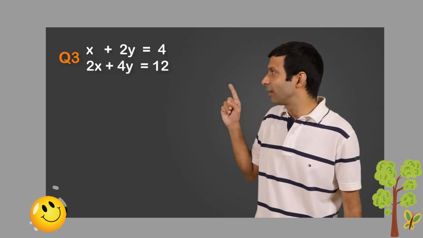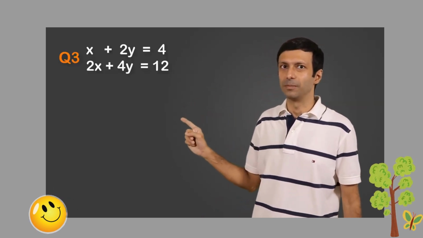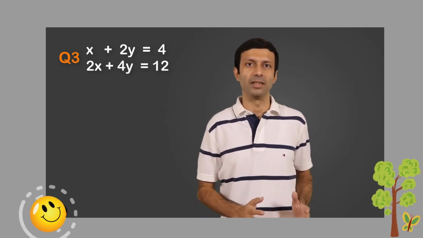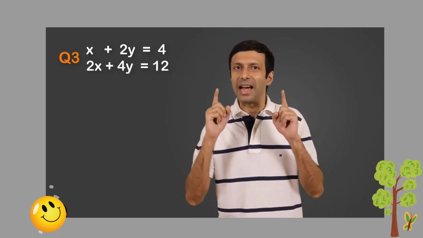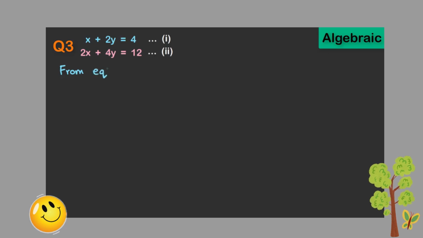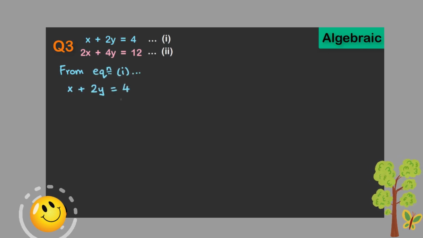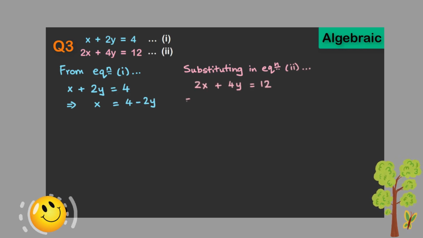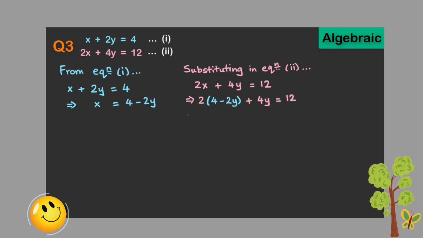Now let's take a look at our third and final question. Once again, we are going to solve it with the algebraic and graphical method. So let's start off with the algebraic method. From equation 1, x plus 2y equal to 4, we get x equal to 4 minus 2y. Now let's substitute x from equation 1 in equation 2. On simplifying, we get 8 equal to 12.